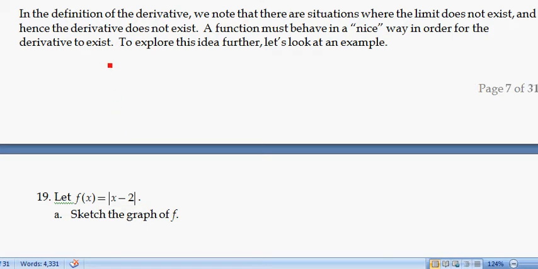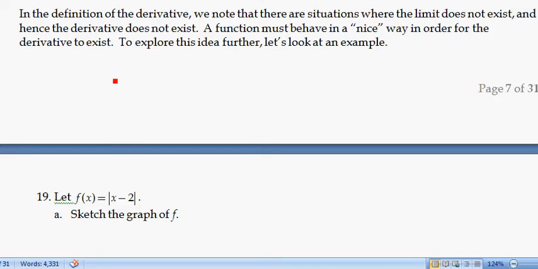Okay, we've been finding derivatives, and in the definition of the derivative, we do note that there are situations where this limit may not exist, right? And so we talked about the derivative maybe not existing, but we haven't seen an example of that yet. But in general, the functions we've been looking at have been sort of nice in some way. So they all have had derivatives that exist.